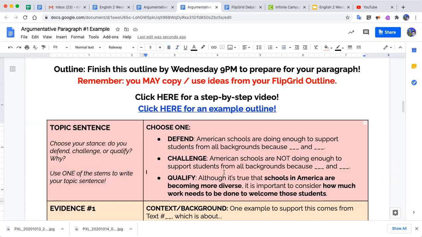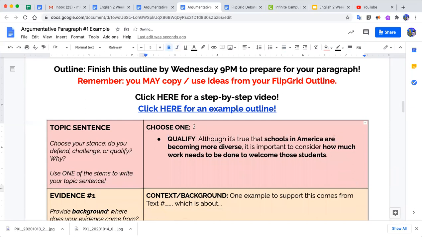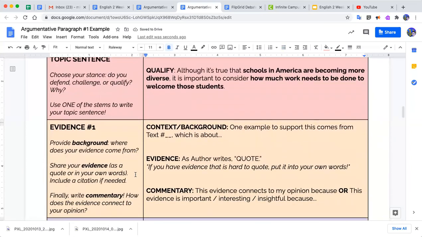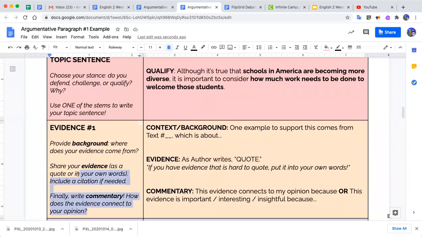I'm actually going to delete these because I don't need them anymore. But I have my topic sentence. I'm going to move on to my first piece of evidence. That is your first example from the reading or your life to back up your claim. You might notice that the stem here is different. It says, "One example to support this comes from text number blank, which is about blank."